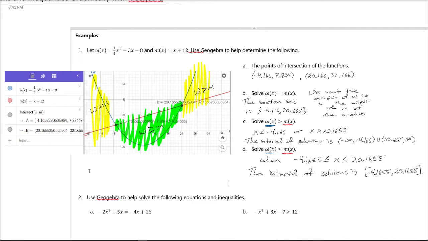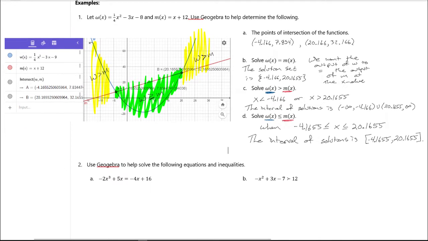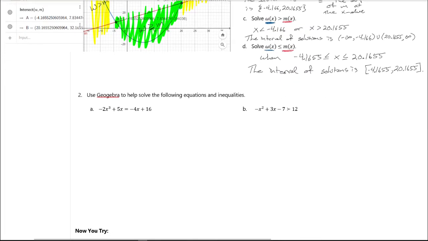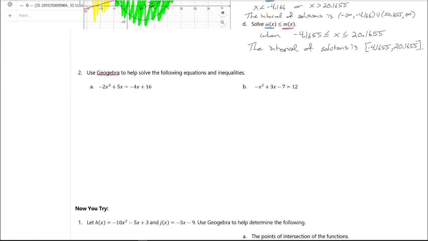All right, take your time. Make sure you've got that worked out. Pause the video if you need to. Let's move on to doing this in a little bit more abstract of a situation where we're just given an equation or an inequality, and we want to use GeoGebra to help us solve these equations and inequalities.